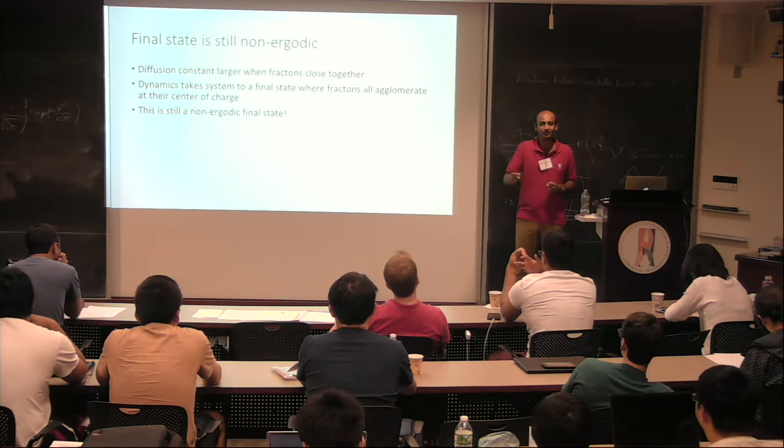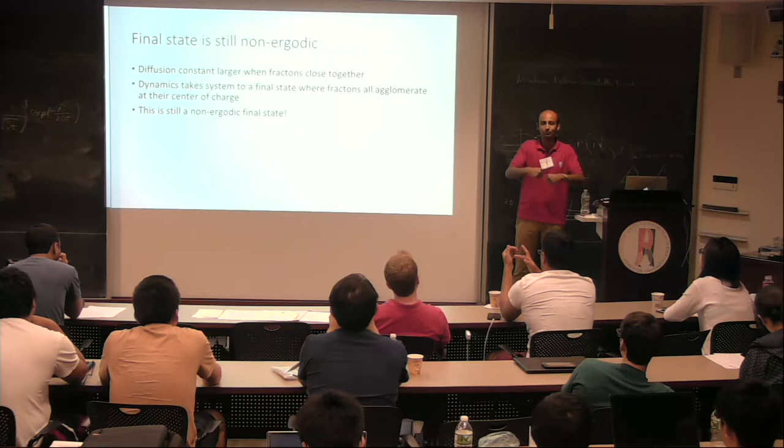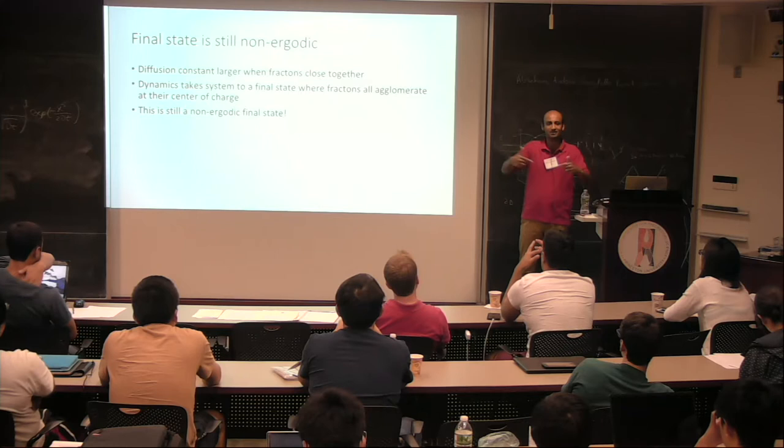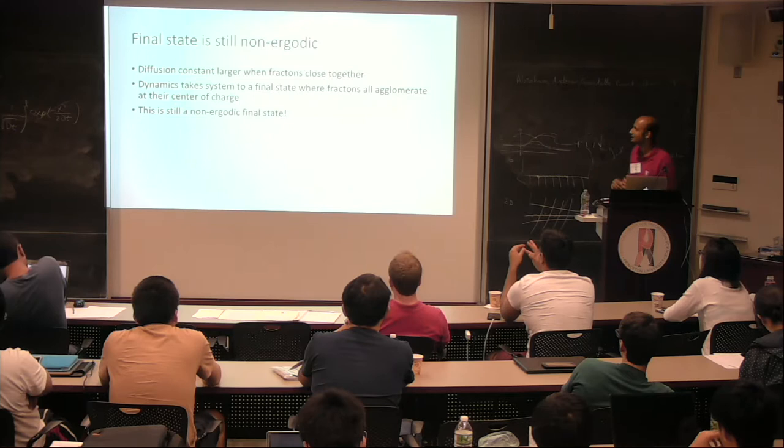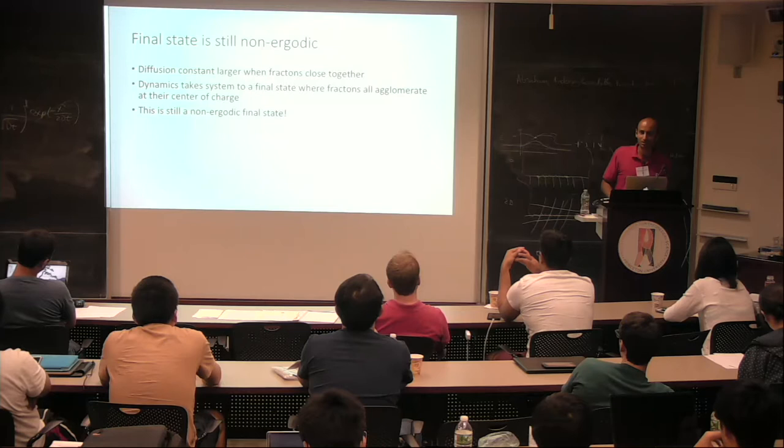They experience an effective attraction. You move them close together and they can move more easily. You move them far apart and they can't move so easily. So it's a random walk that's biased towards having them come together. And so what you have is that the dynamics takes the system to a final state where the fractons all agglomerate at their center of charge, and this is still a non-ergodic final state.